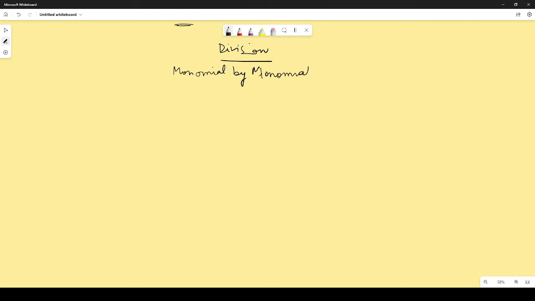Monomial by a monomial. Now, when we are dividing a monomial by a monomial, let us take an example. I'll take the examples which are given in the textbook itself. So, let us say it is 36a to the power 7 divided by minus 12a cube. So, what you need to remember over here is that the constants will divide on their own, right? So, 36 divided by minus 12 will be minus 3.